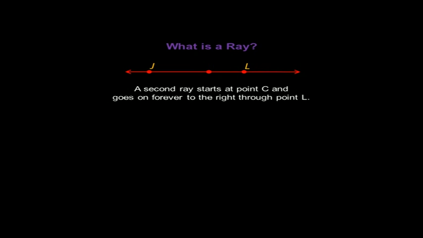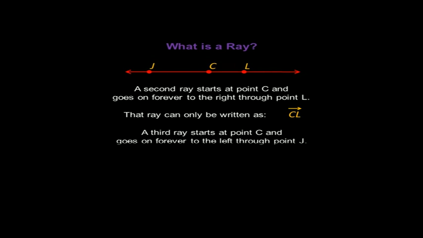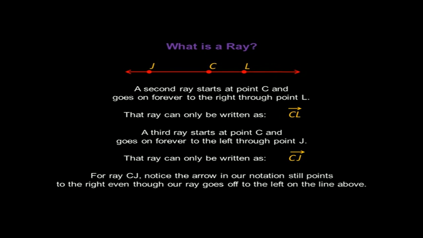Now a second ray starts at point C, and it goes on forever to the right through point L. So that ray can only be written as CL with the ray symbol above it. A third ray starts at point C and goes on forever to the left through point J. That ray can only be written as CJ with the ray symbol above it. For ray CJ, notice the arrow in our notation still points to the right, even though our ray goes off to the left on the line above.